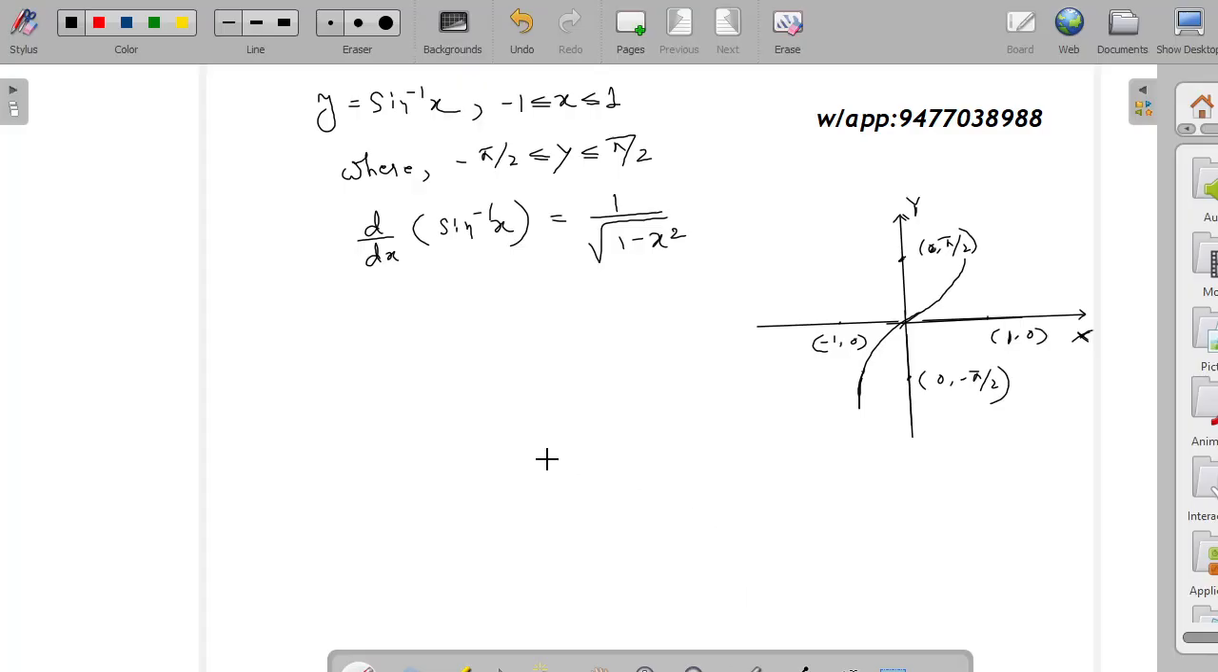Okay, so in this slide we will take a look at how we could differentiate the inverse trigonometric function sine inverse x. Sine inverse x is a function whose domain is from -1 to 1 and whose range lies from -π/2 to π/2. This is the range of the function, and the domain is from -1 to 1.